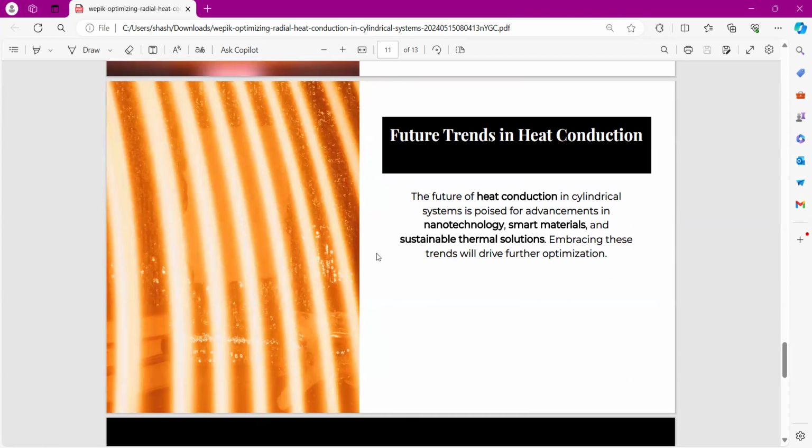Future trends in heat conduction. The future of heat conduction in cylindrical systems is poised for advancement in nanotechnology, smart materials, and sustainable thermal solutions. Embracing these trends will further optimization of the heat conduction.